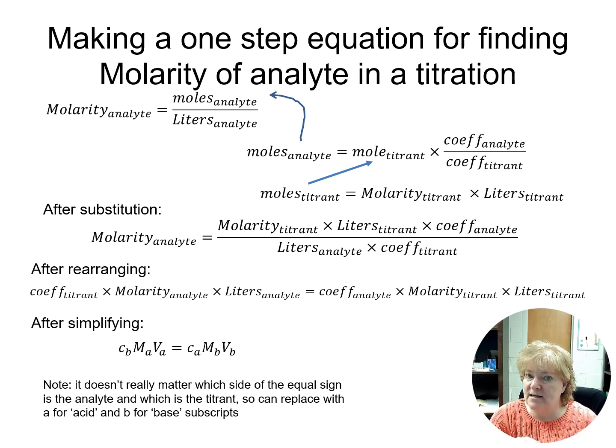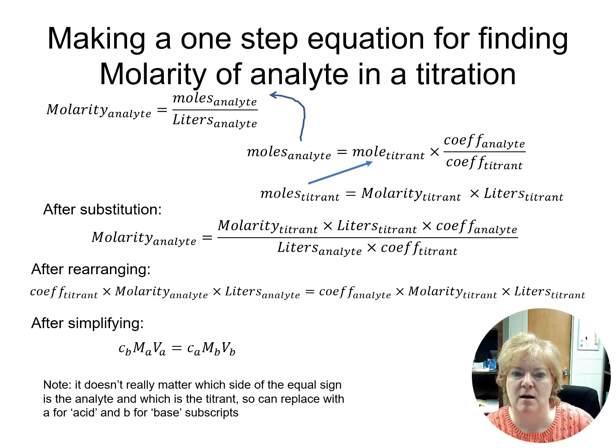It looks like the dilution formula, but it has coefficients coming in it. So this one can be used for titration. Just make sure you're being very consistent about what is A and what is B. It doesn't particularly matter what you label A and B, be consistent. A lot of times we use A for the acid and B for the base.